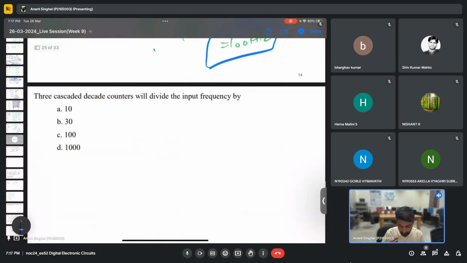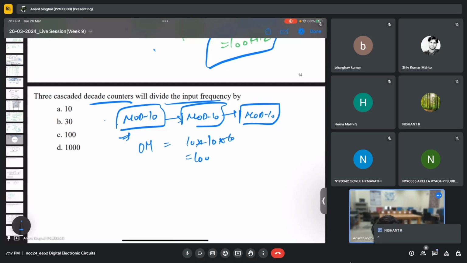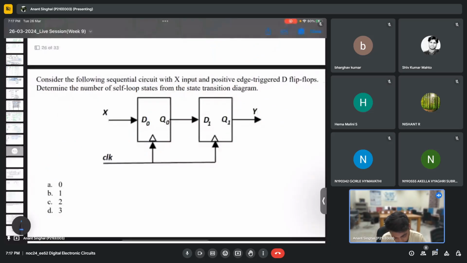So again, this is a similar type of question. It is saying 3 cascaded decade counters. Decade counters means mod 10. So the overall mod will be 10 times 10 times 10. So it will be 1000. So option C is the correct answer. I'm doing it quickly because this is very easy. Yeah, so maybe you can try this question out.